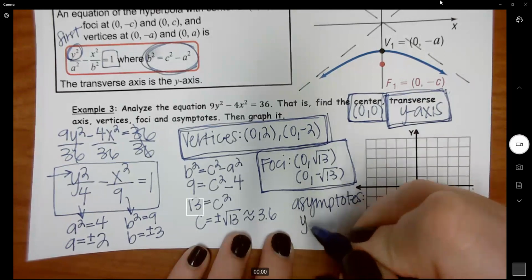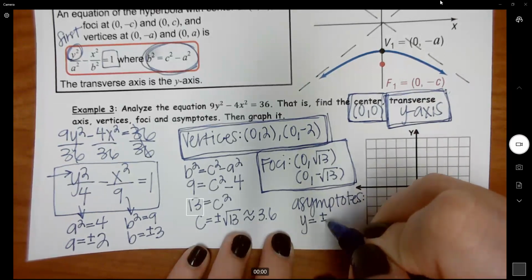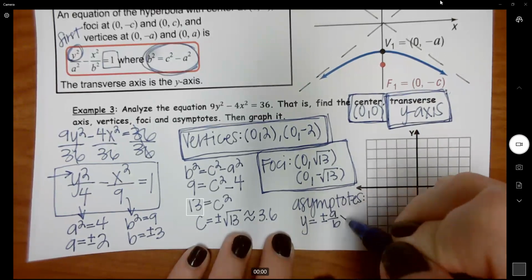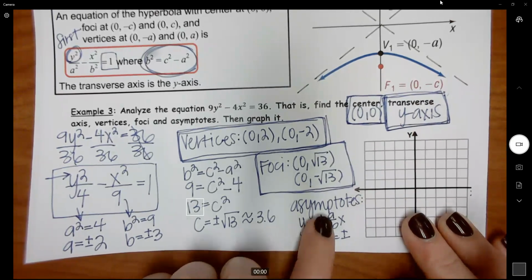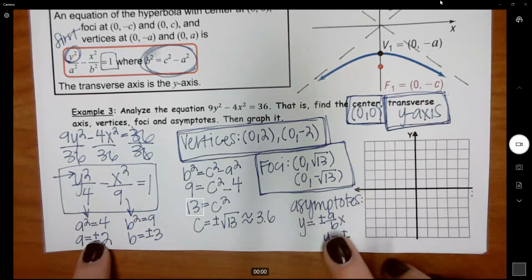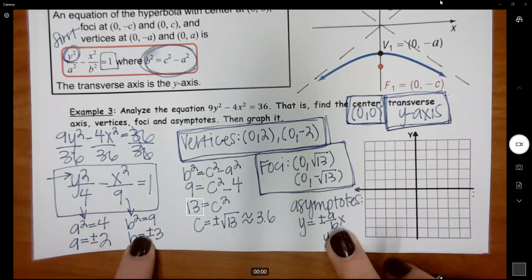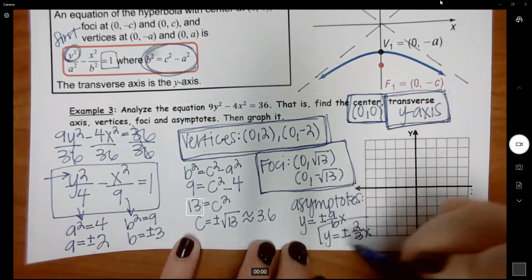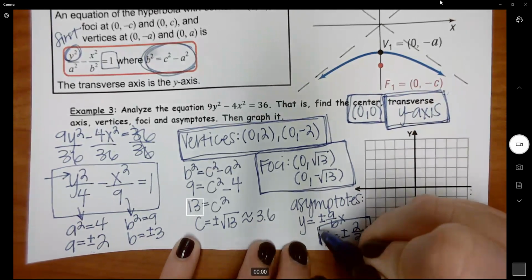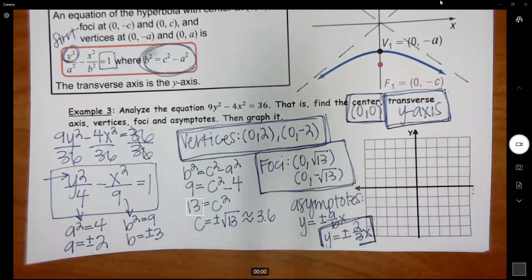So we have y equals plus or minus a over b x. My a is 2 and my b is 3. So this is plus or minus 2/3 x. Okay, so that's all the information at once. And so now we can graph.